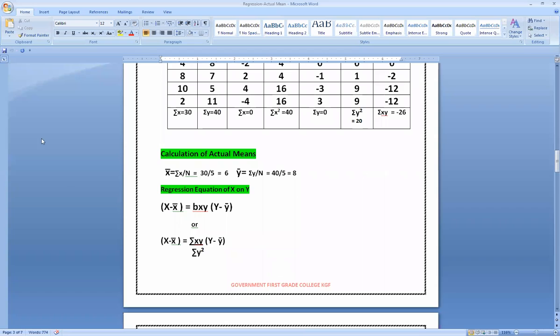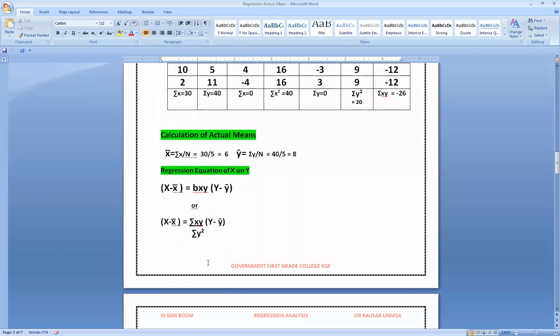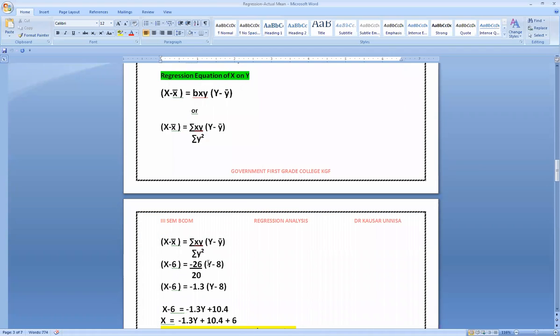For x on y, the regression equation is written as x minus x bar equals bxy into y minus y bar, or we can directly substitute the bxy value. So x minus x bar equals bxy, which is nothing but sigma xy divided by sigma y square, into y minus y bar. Let us substitute the values in the equation.